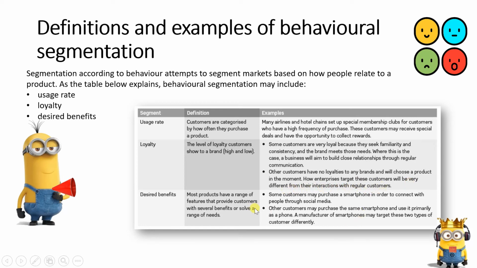And the last one, desired benefits. Some customers may purchase a smartphone in order to connect with people through social media. Other customers may purchase the same smartphone and use it primarily as a phone. So there you go, you've got two different features and needs from the phone. A manufacturer of smartphones may target these two types of customers very differently, and they target them through different types of promotional activity.